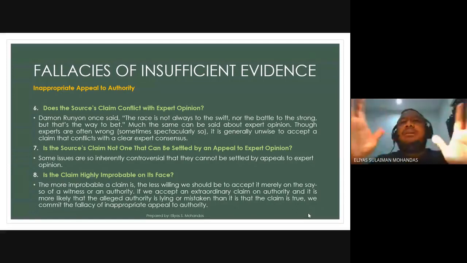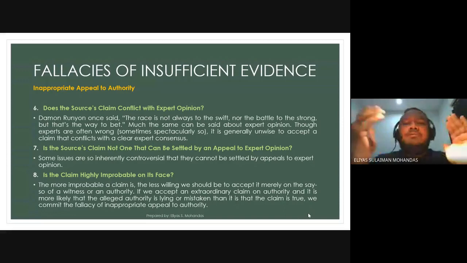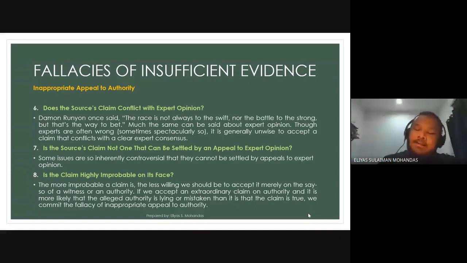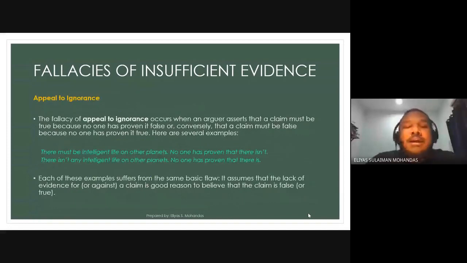Okay, so the question talks about reliability and validity of sources, but actually they are referring to these 8 questions that fall under inappropriate appeal to authority. Okay, so we're done with the first one. Let us move on to the second type, which is appeal to ignorance.